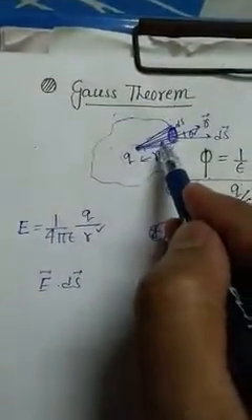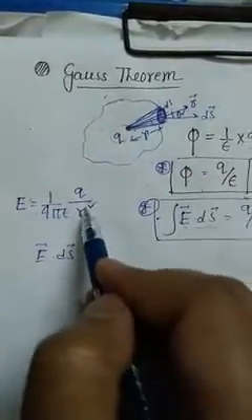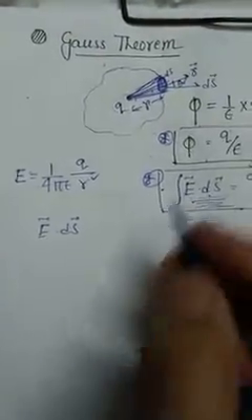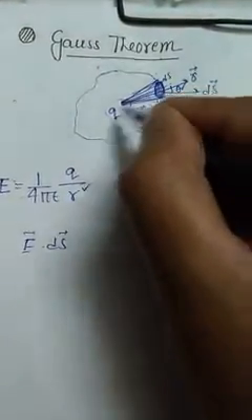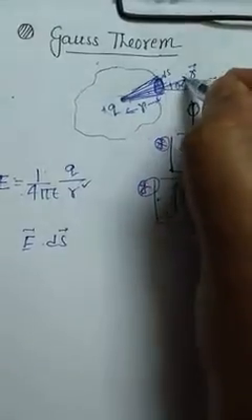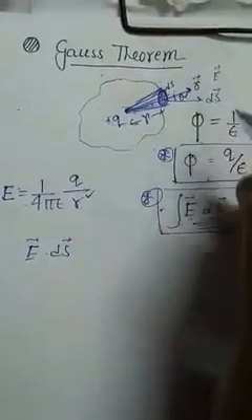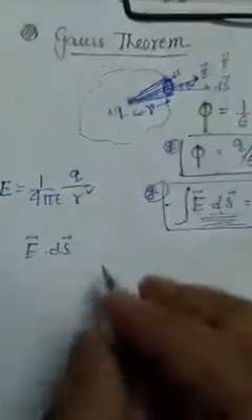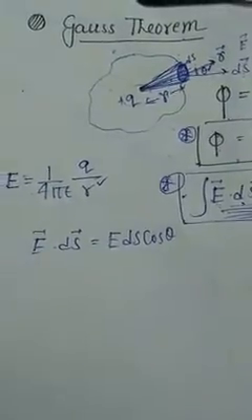So basically this is a solid angle, right? The angle between them is theta, and this distance is r, and we know E equal to 1 by 4 pi epsilon naught q by r square. We shall prove this formula. So what is the value of E dot ds? As this is a positive charge, the electric field will come out like this. So this is also the direction of E, and the angle between E and ds is theta. So E dot ds equal to E ds cos theta.